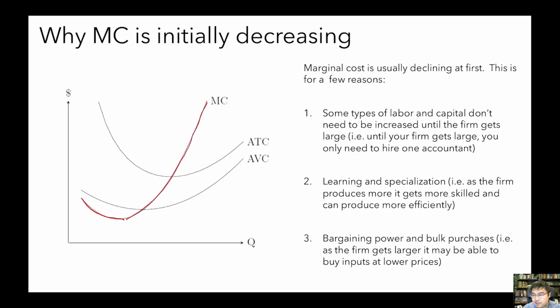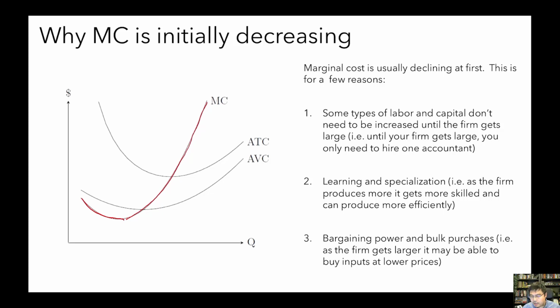The second reason marginal cost might be declining is something called learning and specialization, which is that when firms are small and initially starting out, they might not be very skilled, they might not be very efficient at what they're doing. As they start to produce more and more units, they start to realize how to do things better, they start to learn from their experiences and start to produce more efficiently. And so learning by doing could be another reason why marginal costs are declining at first.